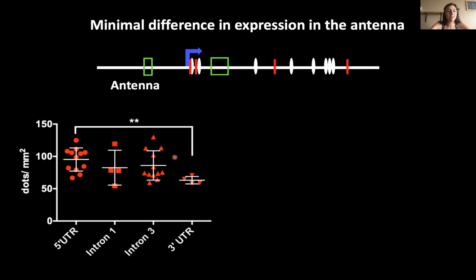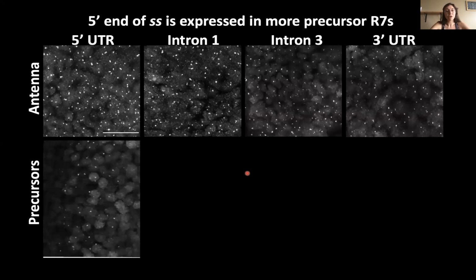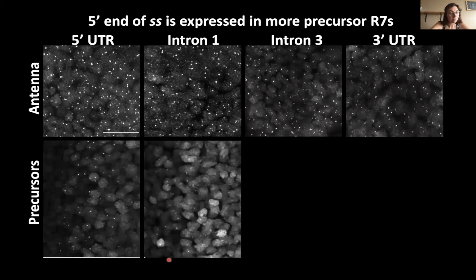When we quantify this, we see there's no difference in the number of cells expressing spineless with the first 3 insertions and a slight decrease at the 3' end, which is expected since these transcripts are terminating and leaving the nascent site of transcription. However, when we compare expression of each insertion in the precursor cells, we see something different. In the 5' UTR, everything seems to look the same as our RNA FISH results. So does our intron 1 insertion.